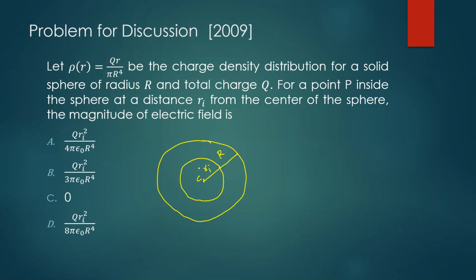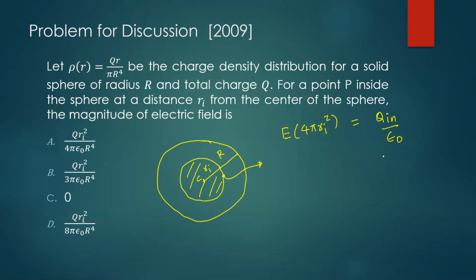So if I use Gauss law at this location, the outside charge I can ignore. For me, only the charge inside is important. Let's say the charge inside is Q in. The flux would be, if E is the electric field here, radially outwards, E into area. What is the surface area here? 4 pi Ri square. So that is equal to charge inside by epsilon naught. You remember this Gauss law?